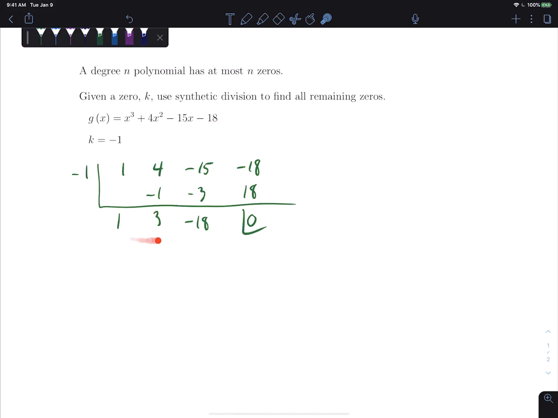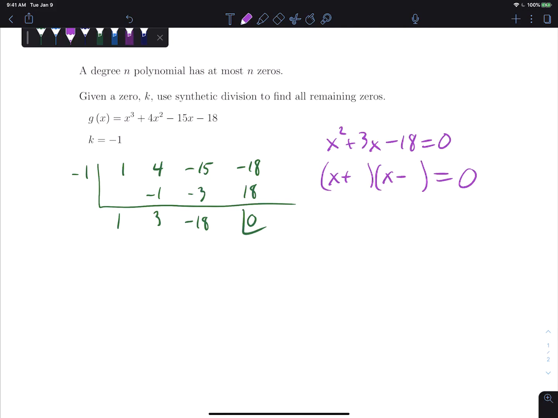So we're going to take these values down here and write them in quadratic form. And as a quadratic, it would become x squared plus 3x minus 18 is equal to 0. Factor this, two sets of parentheses. We have an x and an x. This negative means that one's positive, one's negative. And ask yourself what multiplies to 18 and has a difference of 3. Well, obviously that's going to be 3 and 6.